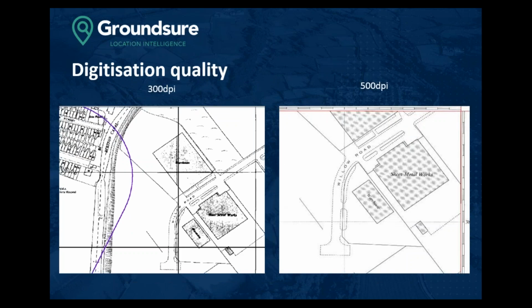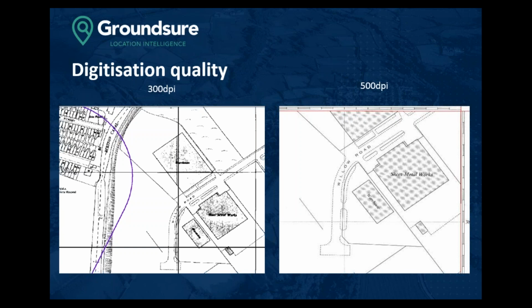Another really important aspect of mapping is the digitization quality of the maps that we use. We scanned our mapping much more recently, allowing us to benefit from higher resolution scanning technology. You can see in this example on the screen the image on the right showing the higher resolution map digitized, which is what we benefit from, versus the one on the left, which is 300 dpi, or dots per inch, which is the industry standard.